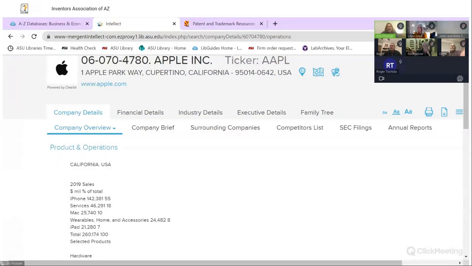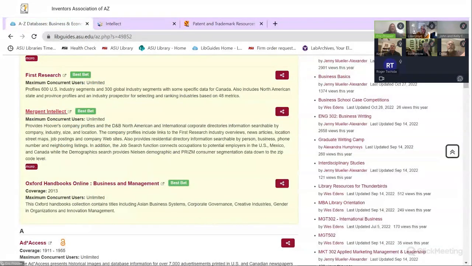Sounds good. So let's see what we can find. That's one of the things librarians love. It's like, ooh, I don't know. Let's find out. But anyway, that's Mergent. Obviously, you can get much more in. We could take an hour on every database that I'm going to show you today, but we're not going to do that. We don't have that kind of time.